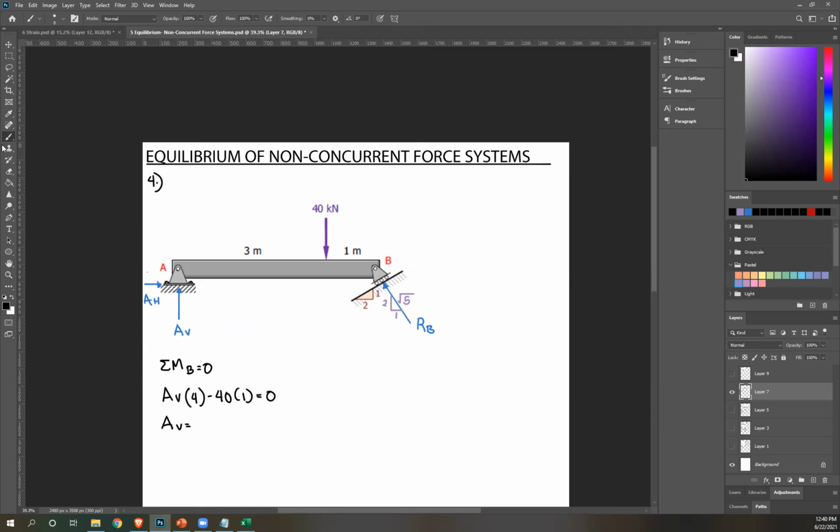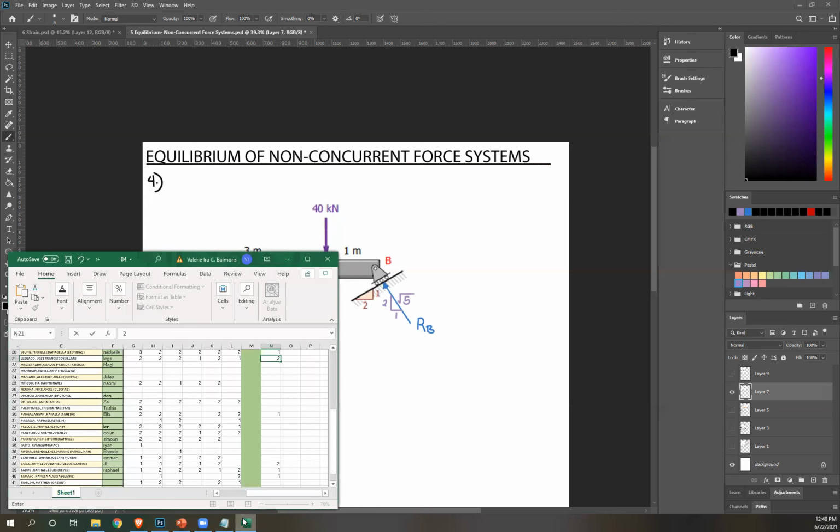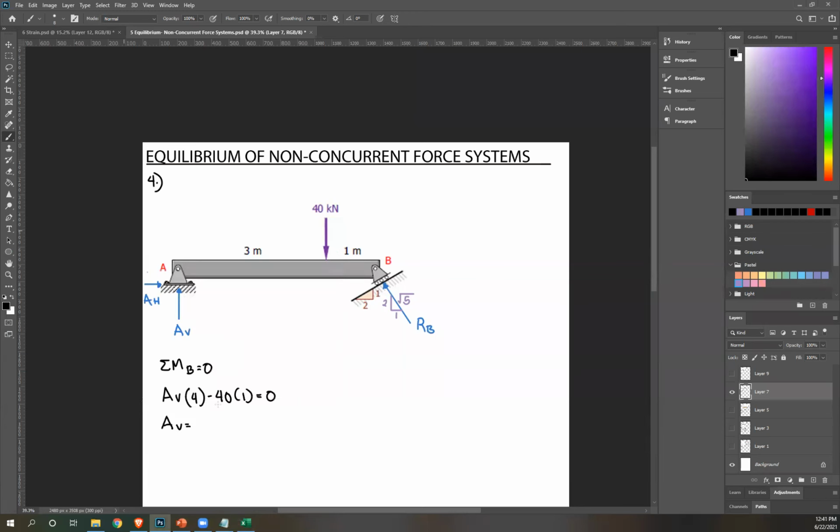Correct, it's 10. Positive 10. Correct. So it's just positive 10.